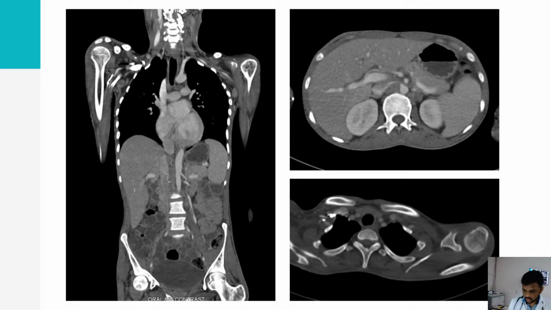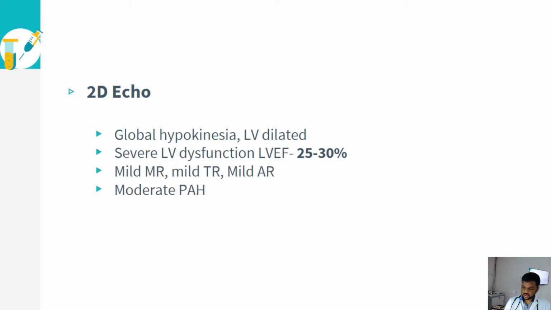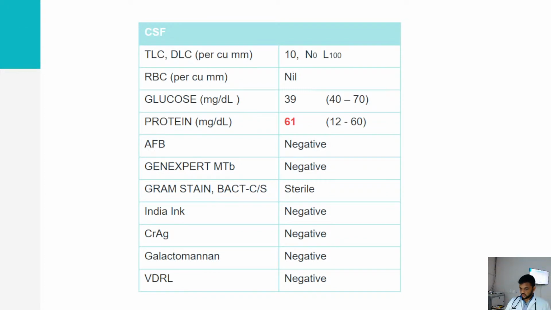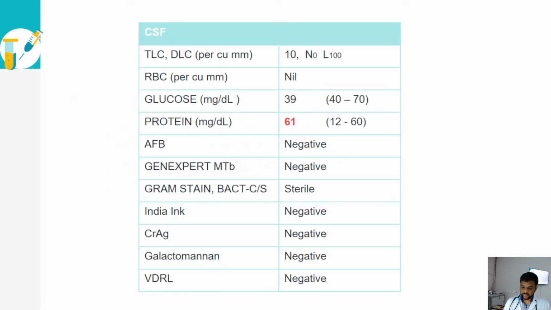Thank you, Dr. Mohit. On further evaluation, as he had been diagnosed with a cardiac ailment outside the hospital, we did a 2D echo that showed global hypokinesia, LV dilatation, with severe LV dysfunction, an ejection fraction of 25 to 30%, mild MR, TR, and AR with moderate PAH.